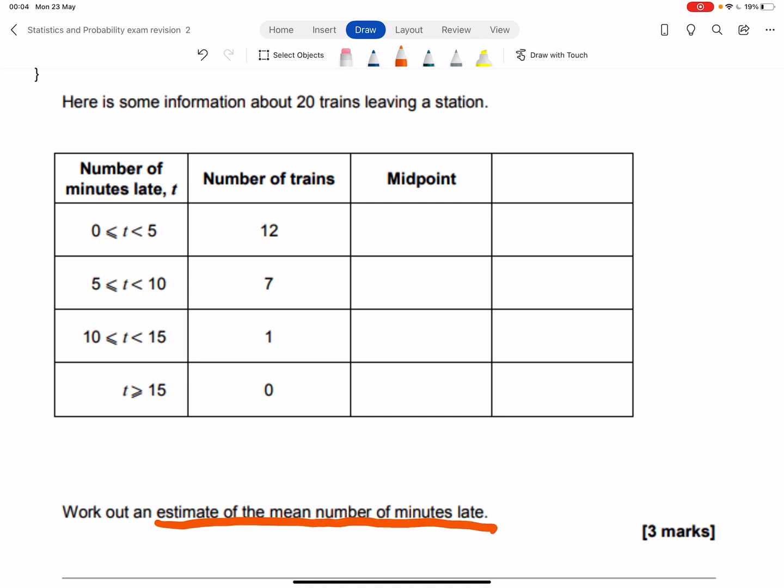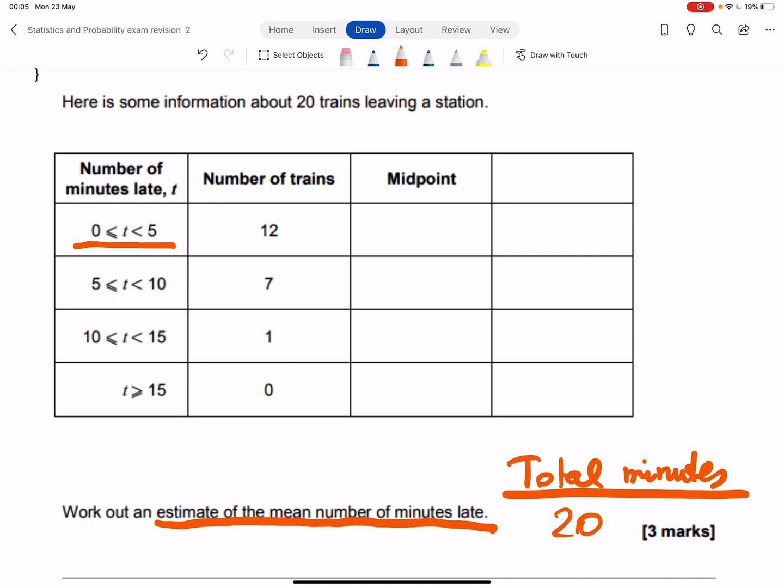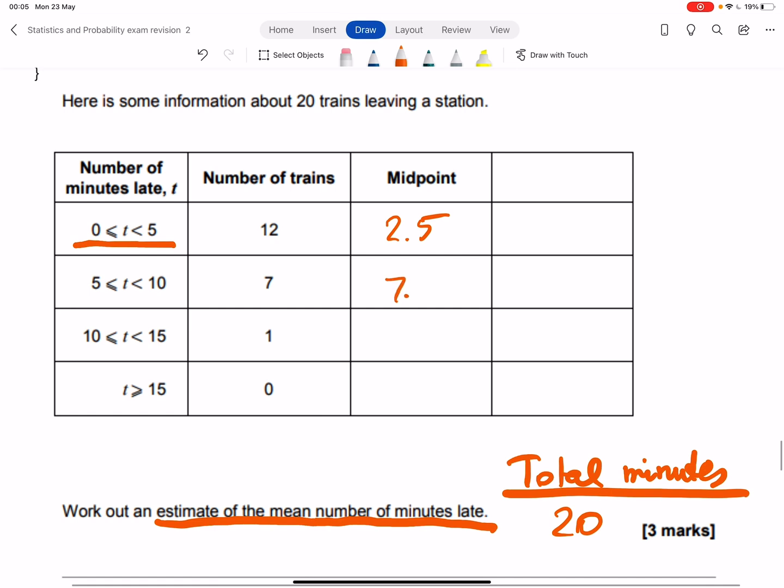So for the mean we add all the numbers together and divide by how many. In this case, we're going to find the total number of minutes when the trains were late, and divide by the total number of trains, which is 20. So let's find the total number of minutes for all the trains. We're going to find the midpoint in the first class interval from 0 to 5. The midpoint will be 2.5. In the second, the midpoint is 7.5. And the third one is 12.5.